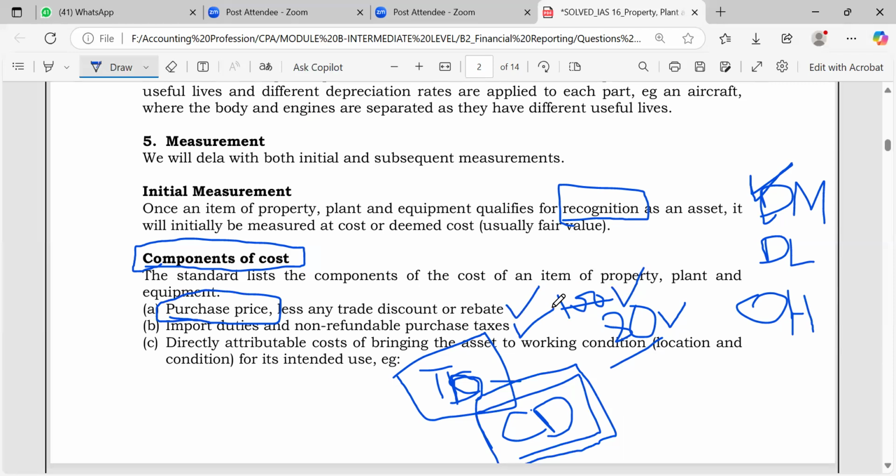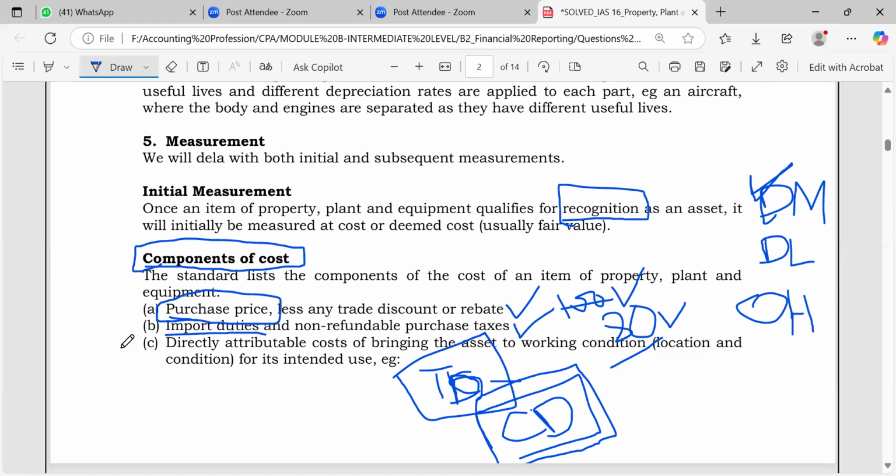You have bought something from overseas. Each country has a port, right? Usually the port authority. So when the goods reach the port, there are usually taxes to be paid. Now, if such taxes are non-refundable, it means you have actually paid for that, right?